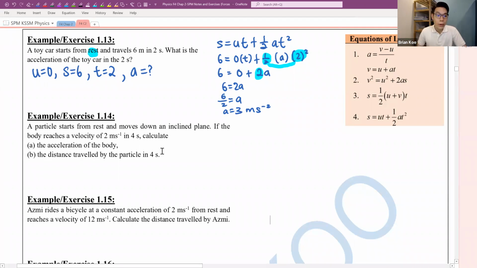1.14. Have you gotten your answer? Let me quickly write. The particle starts from rest. That means the initial velocity is 0. The body reaches a velocity of 2.